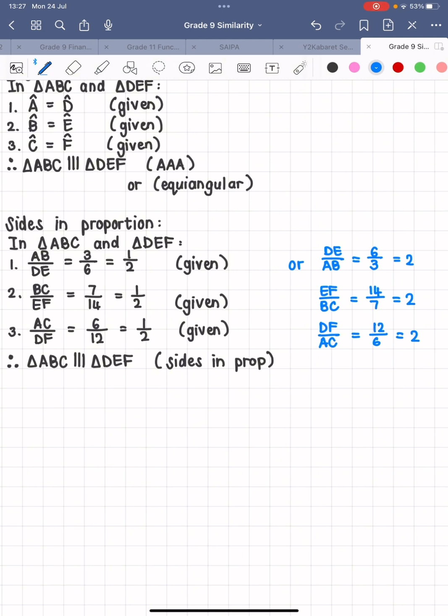Are there any questions so far, guys? Okay, that's basically it for proving similarity. So I'm going to give you an exercise now just to work on some of these questions.